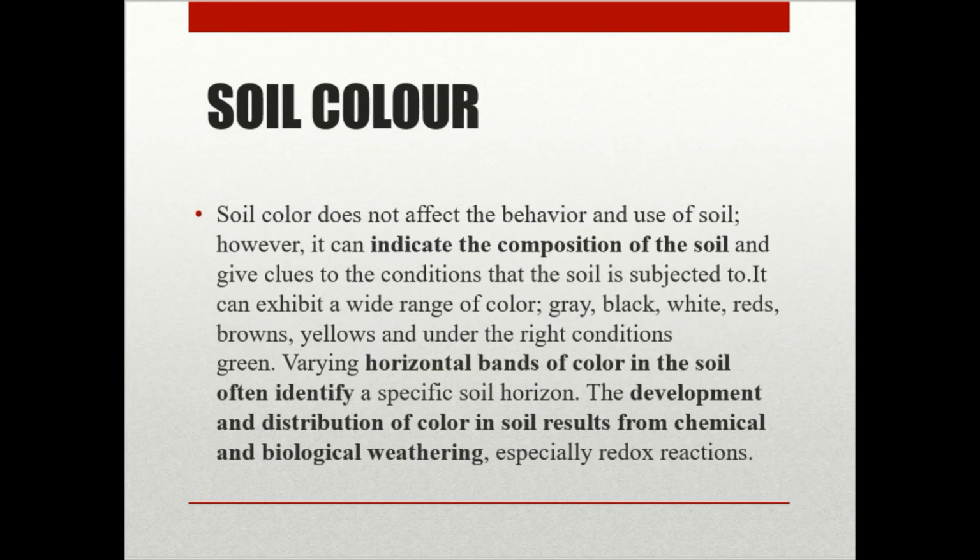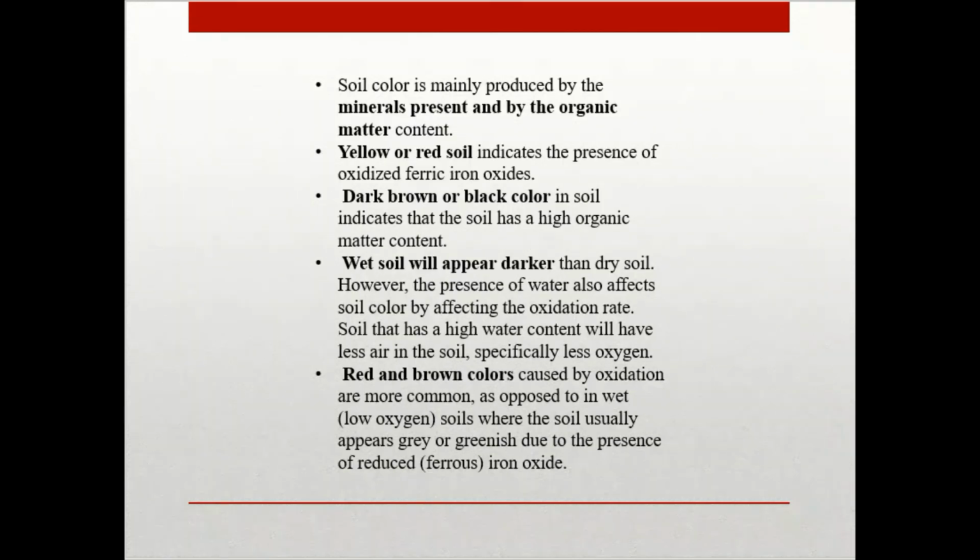Soil color. Soil color does not reflect its behavior and use, but it indicates its composition, its mineral contents and other organic contents. Varying horizontal bands of color in the soil often identify a specific soil horizon. The development and distribution of color in soil results from chemical and biological weathering, especially redox reactions. Soil color is mainly produced by minerals present and by organic matter content.